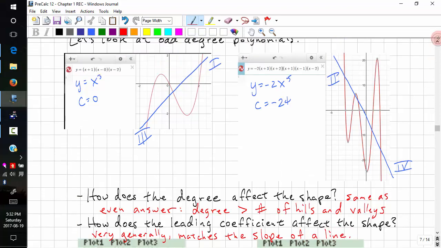Okay, so a line that has positive slope starts in this quadrant, ends in this quadrant. A line with negative slope starts in quadrant 2, ends in quadrant 4.